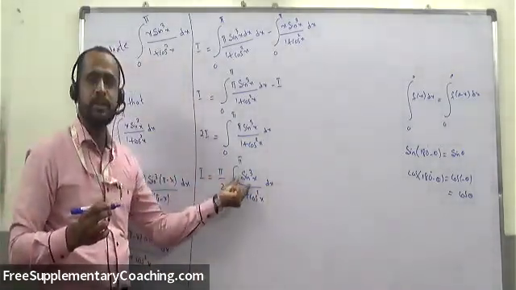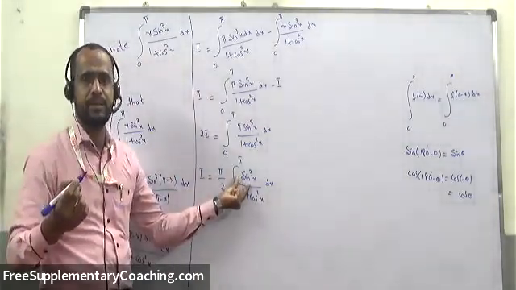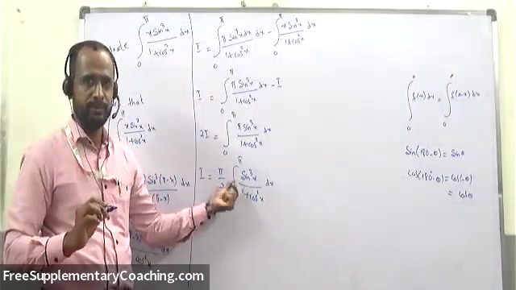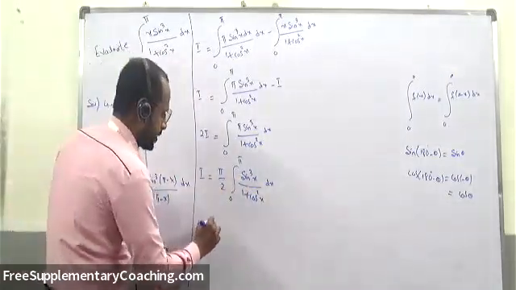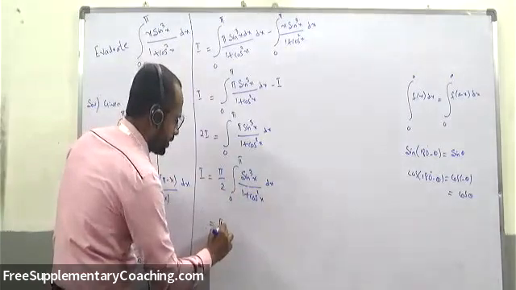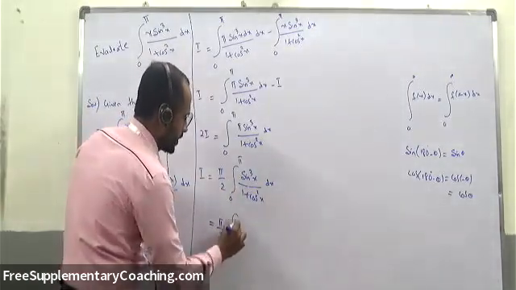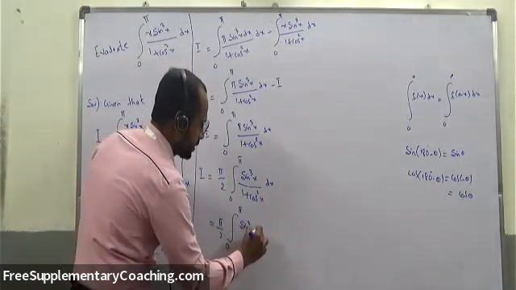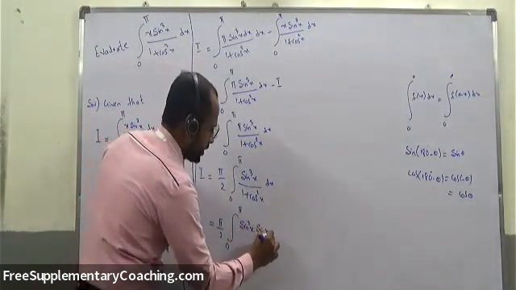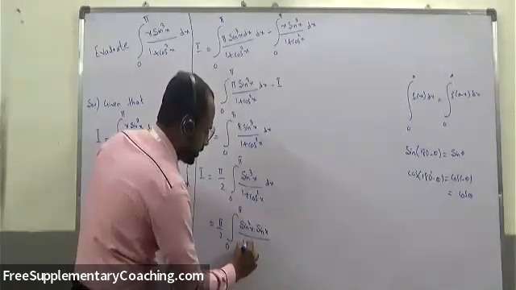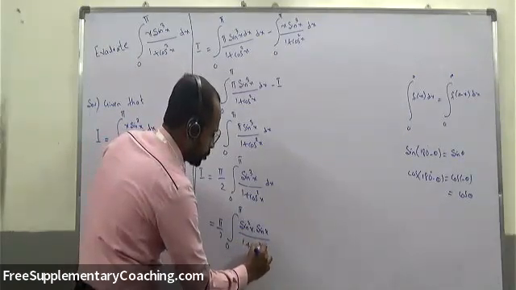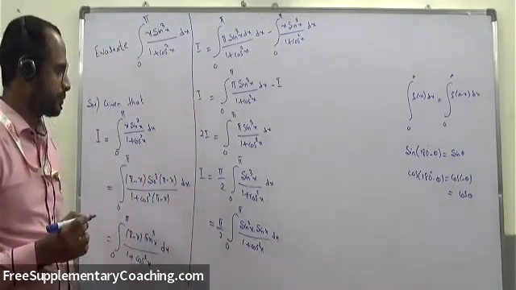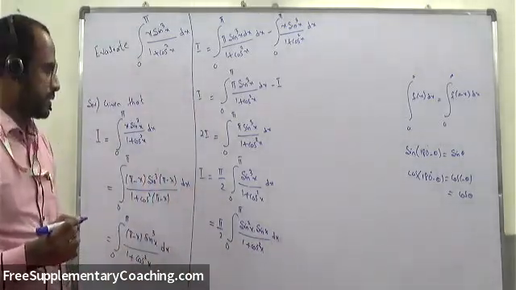This particular term sin cube x, I can write as sin square x into sin x. So this you can write as I is equal to pi by 2 integration 0 to pi sin square x into sin x divided by 1 plus cos square x into dx.